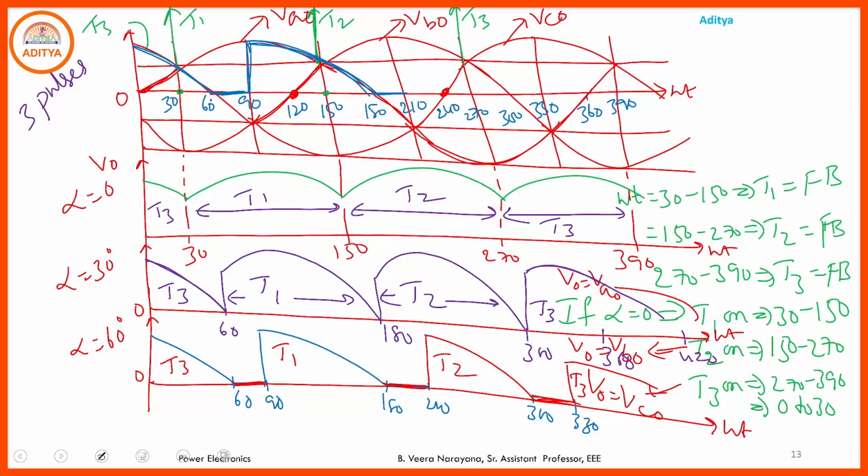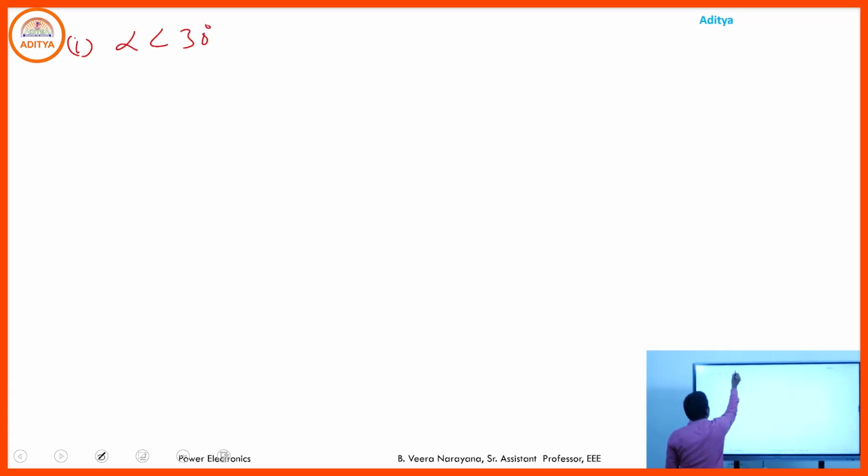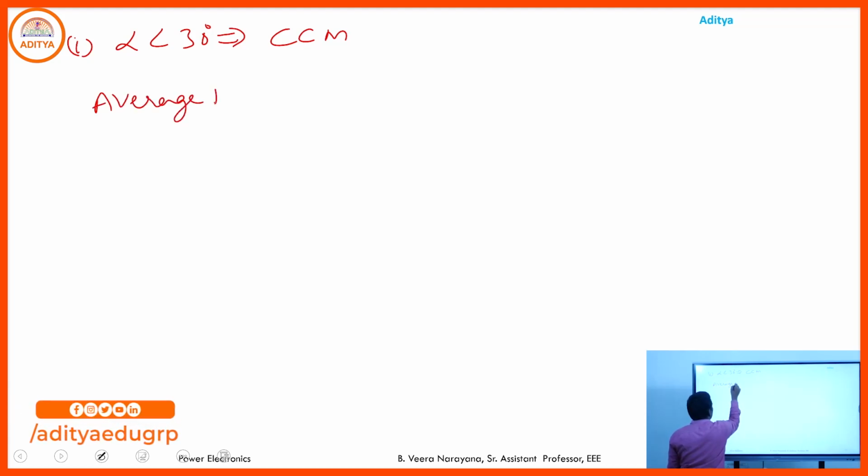Next, average DC output voltage. Here I just want to find out the average DC output voltage. First case, alpha less than 30 degrees, like continuous conduction mode. So what is the average DC output voltage?